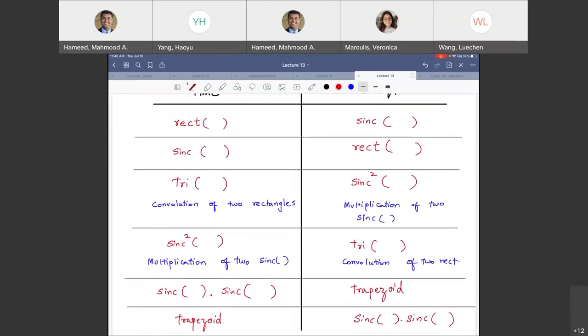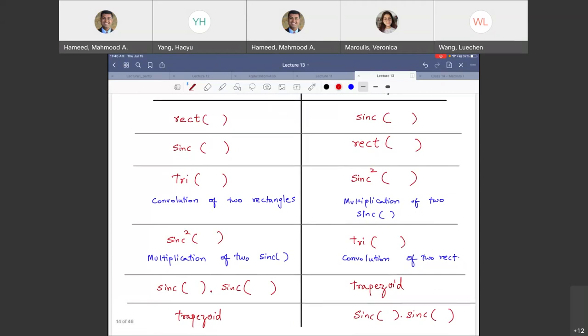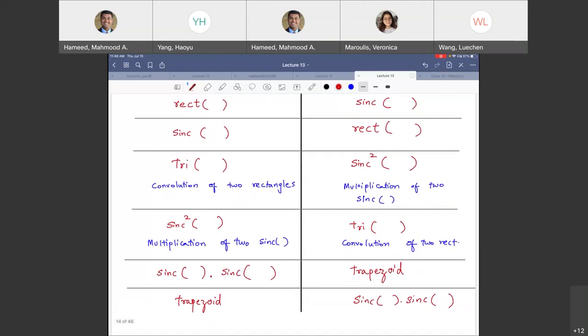You have a sinc squared function in the time domain. If you have a sinc squared function in the time domain, what did you do? You multiplied two sincs. If you multiply two sincs in the time domain, that means that you convolve two rectangles in the frequency domain, right? Convolution of two rectangles that are exactly the same in the frequency domain will lead to a triangle in the frequency domain.